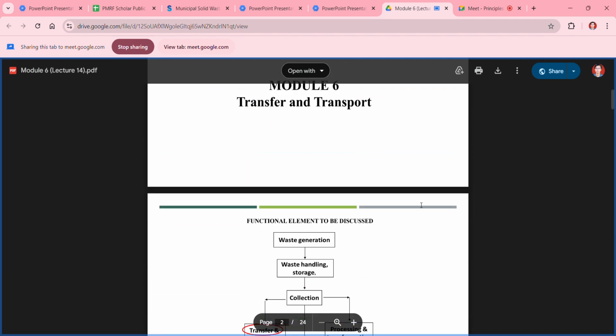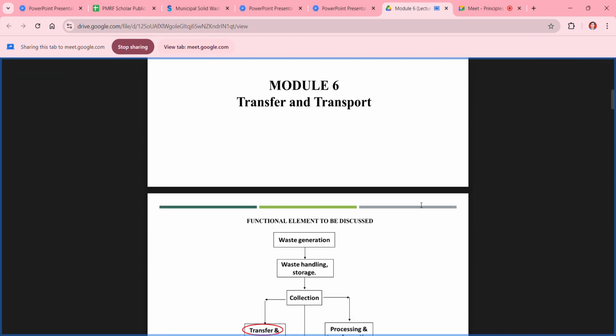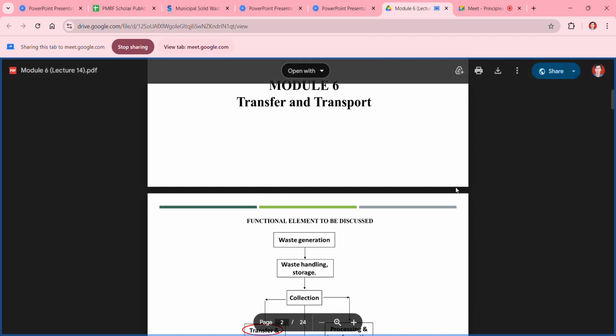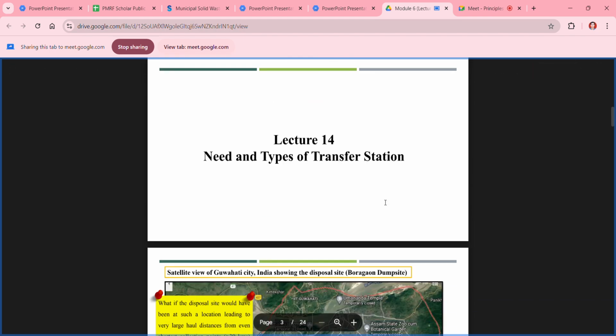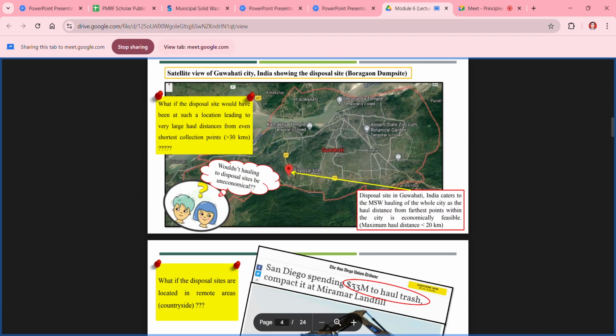So we had talked about the collection. We had talked about the hauled container system, and we had talked about the stationary container collection system. So now we will talk about transfer and transport. What is the need and what are the types of transfer stations? What is the need for those transfer stations, and what are the different types of transfer stations?